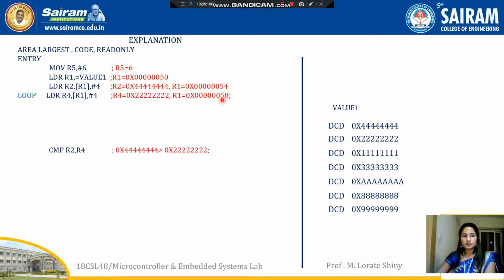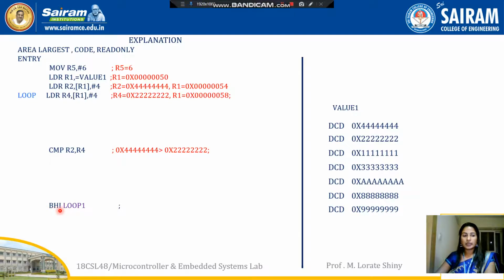So next I am comparing R2 and R4. R2 data is 4, R4 data is 2. So 4 and 2 I am comparing. So 4 is the largest number here. See the condition. After the comparing section we have to do a branching operation, a conditional branch.